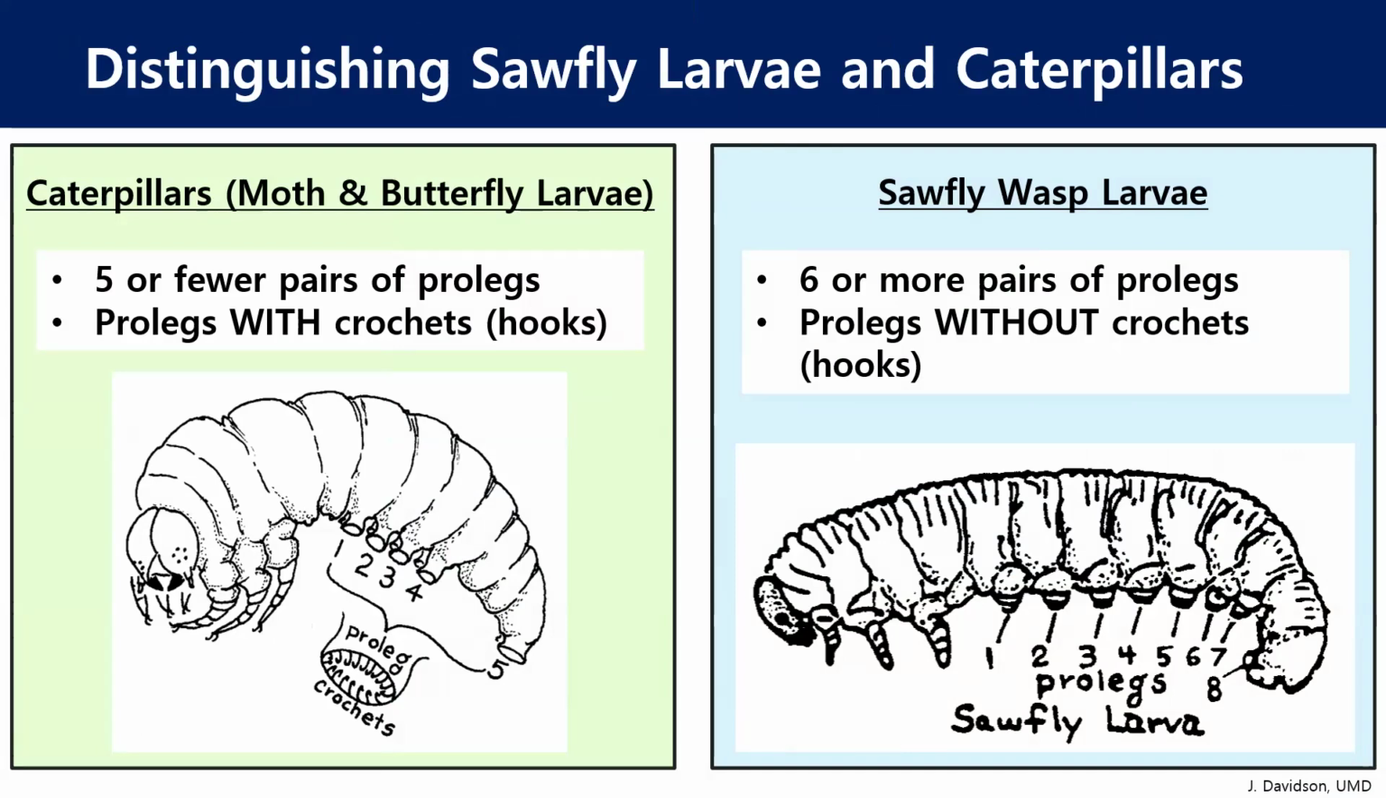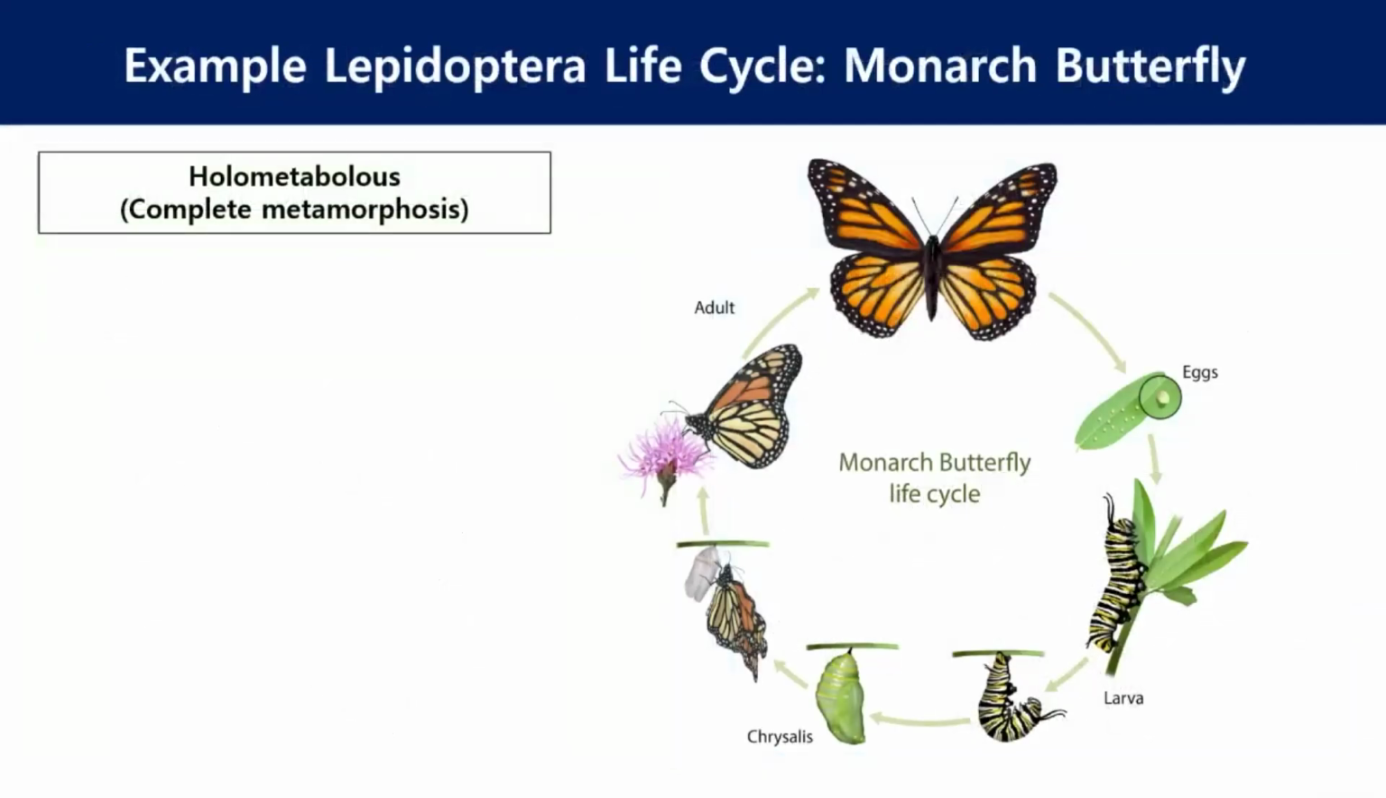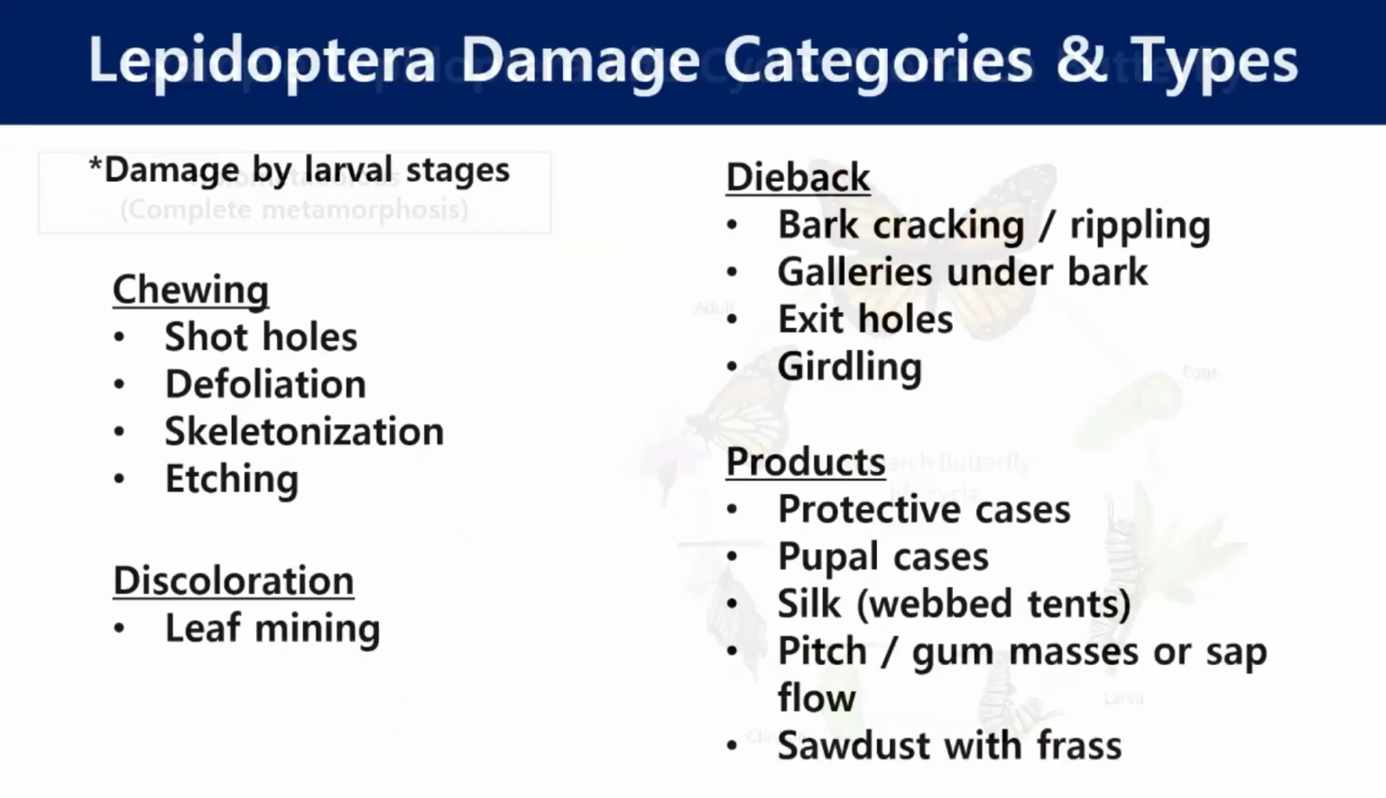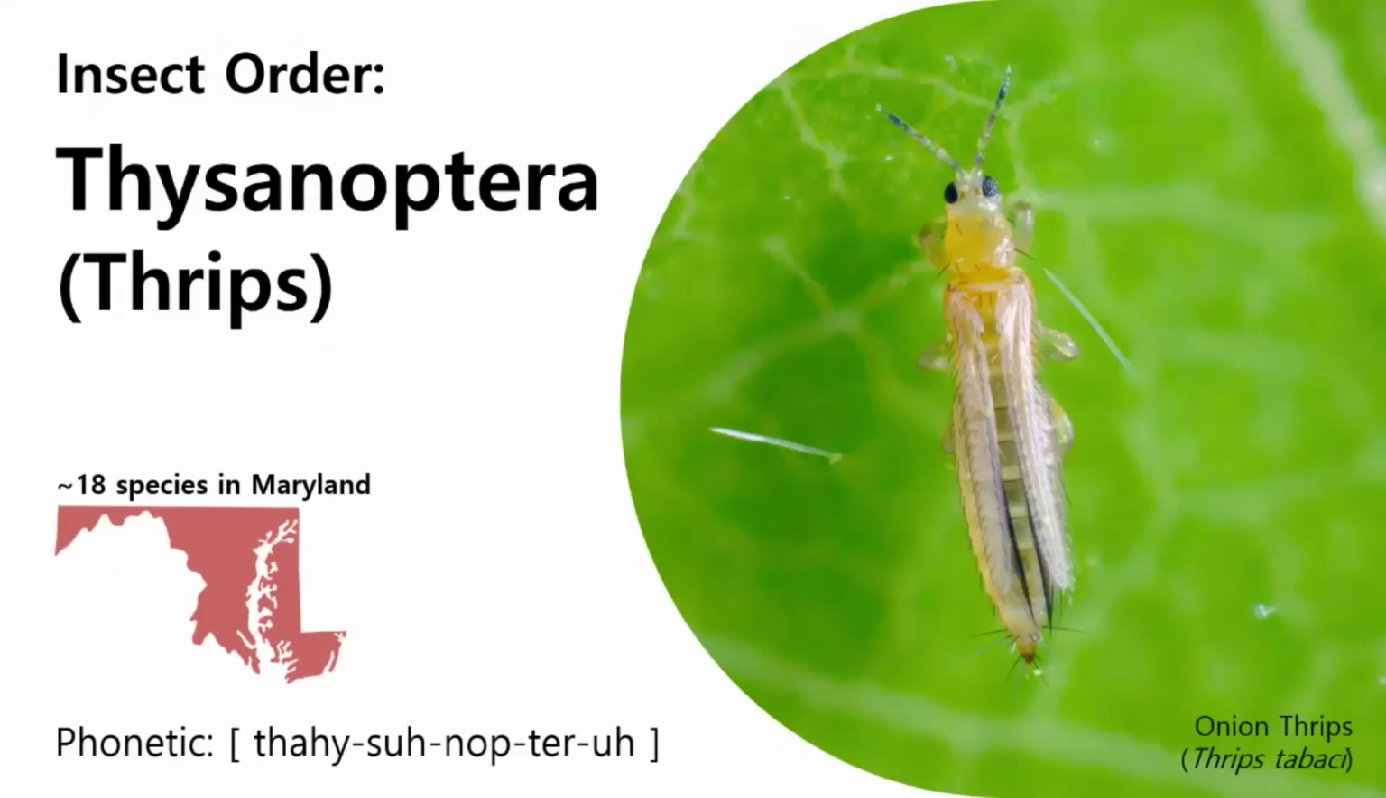We can see that we're looking at the number of prolegs on our larva, as well as, if we have a microscope, looking at if there's crochets or hooks present on these prolegs to differentiate our caterpillars from our sawfly wasp larva. Just a quick note as we're moving along, an example monarch butterfly life cycle, as well as some example damage types and categories. Next, we have Thysanoptera, thrips.